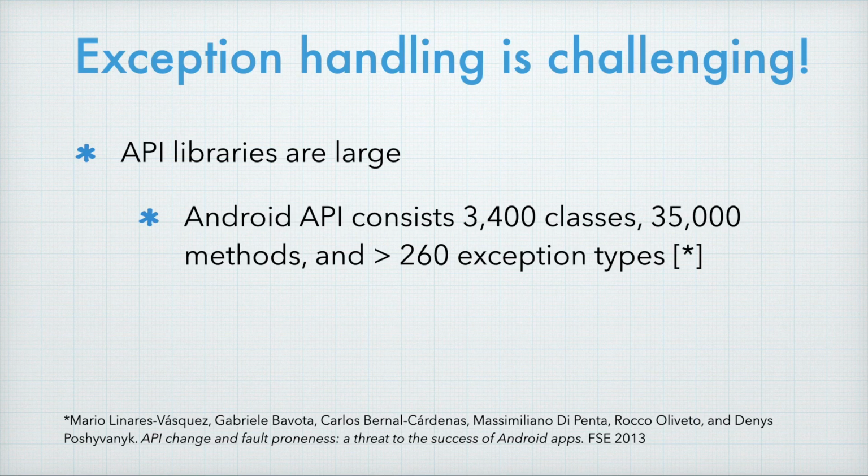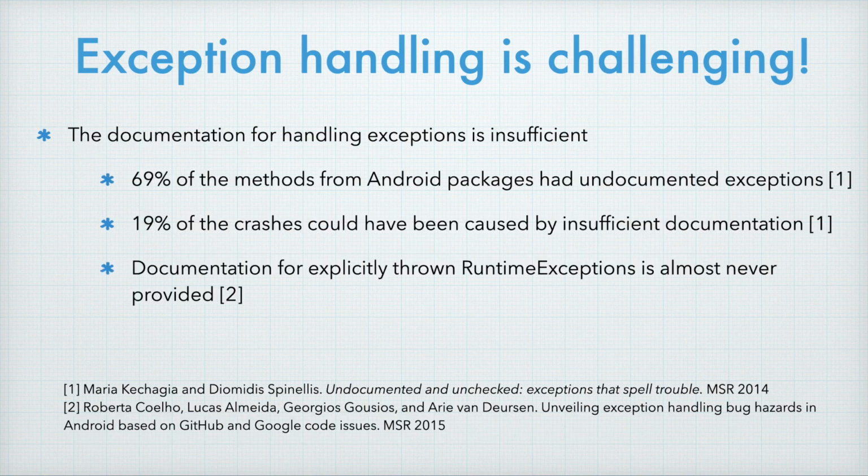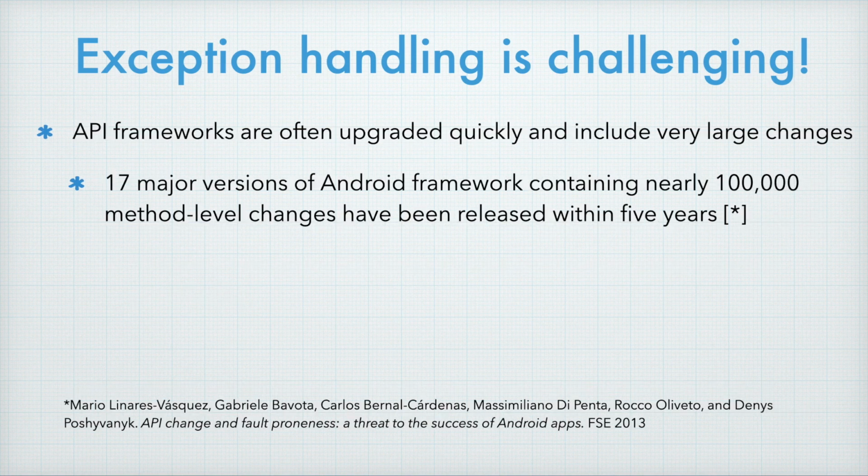But exception handling is also challenging due to several reasons. The first reason is that API libraries are often very large. Android API consists of over 3,000 classes, over 35,000 methods, and over 260 exception types. The second reason is that the documentation for handling exceptions is often insufficient. For example, a study showed that 69% of the methods from the Android package had undocumented exceptions. And the third reason is that API frameworks are often upgraded quickly and include a very large change.